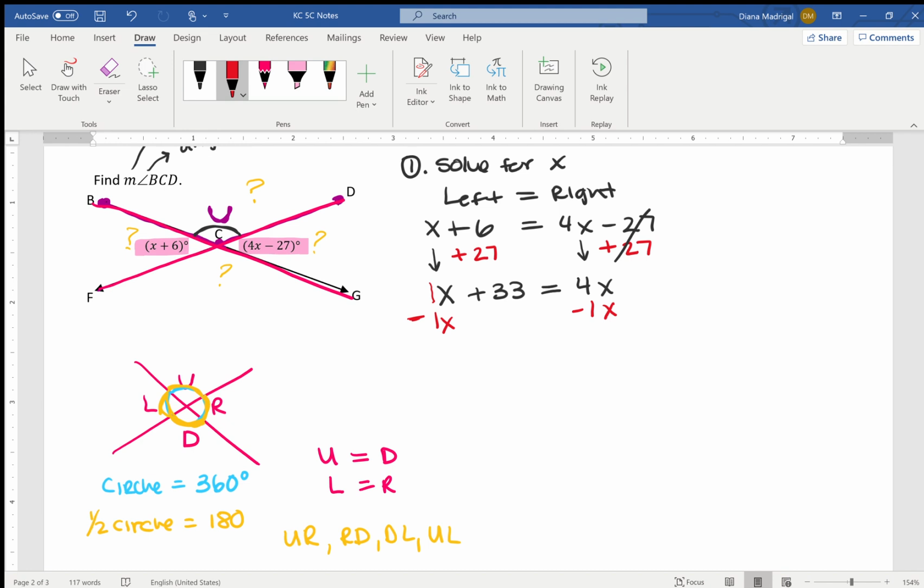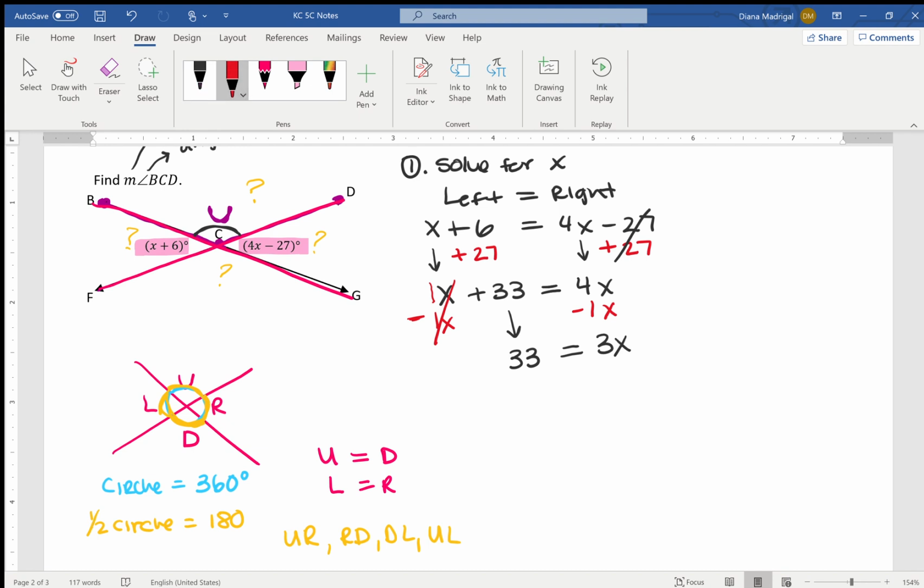So negative 1x. Why am I subtracting? Because when you have a number on the other side that has the same variable, you're not going to divide. You're going to either add or subtract. So this cancels out. I didn't do anything to the 33, so 33 goes down to my next step. 33 equals 4x minus 1x gives me 3x.